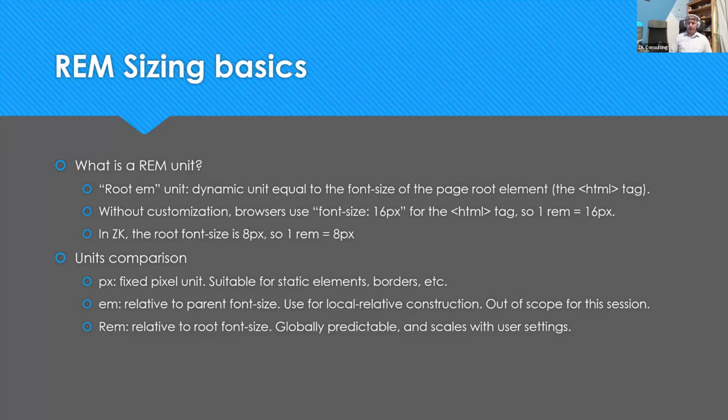The EM units, which are slightly out of scope for today, are locally relative. That means that instead of being relative to the root element of the page, they're relative to the direct parent of the object that consumes that variable. They're useful for making a block in your UI that scales with itself, but not necessarily with the rest of the page. As I mentioned, a bit out of scope for today, so we're going to focus mostly on pixel and REM.